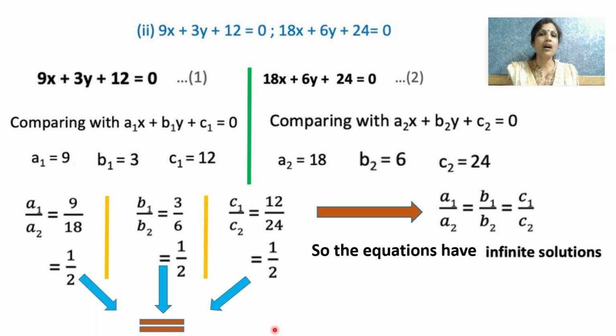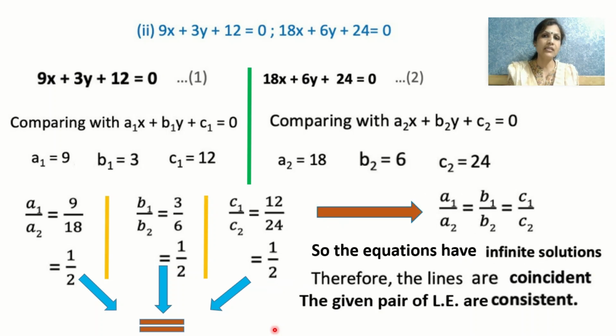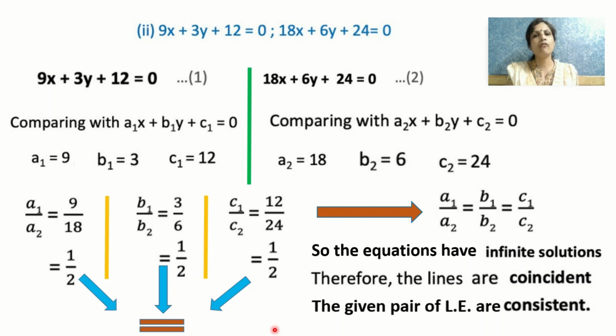And how does the graph look? The graph will be overlapping lines, or you can say coincident lines. And as I said, when you get solutions for the given pair of linear equations, we call that pair of linear equations consistent. So the given pair of linear equations are consistent. Okay, moving to the next sum.